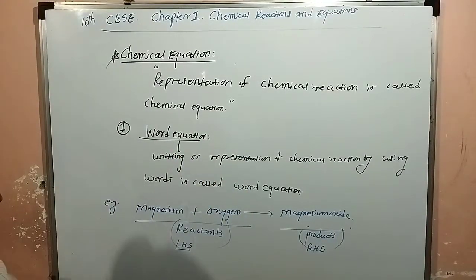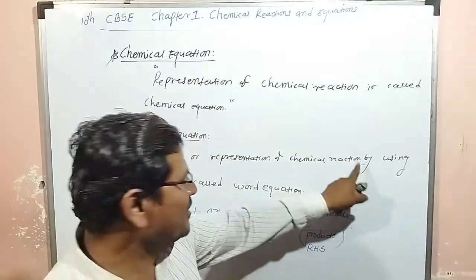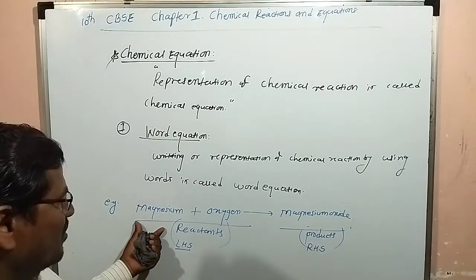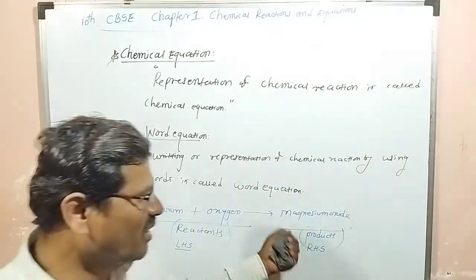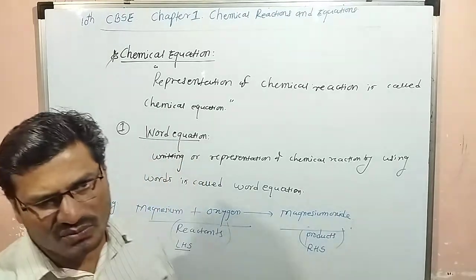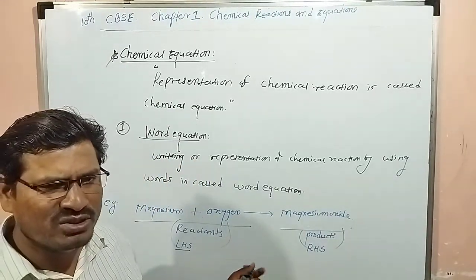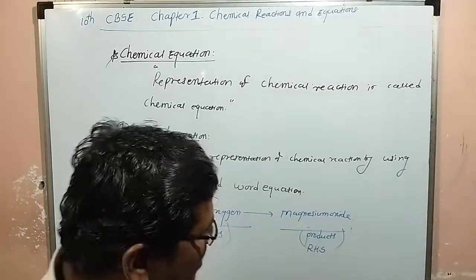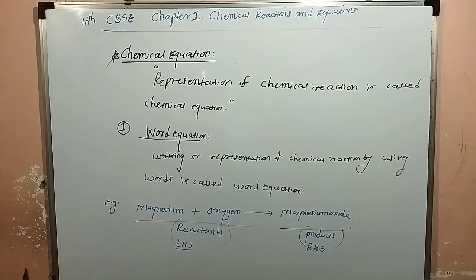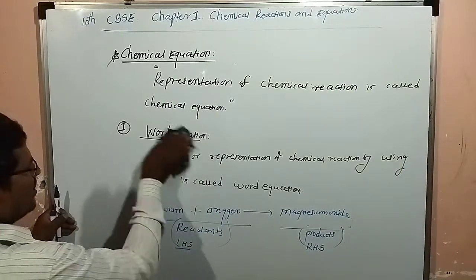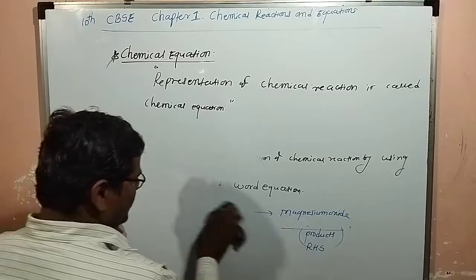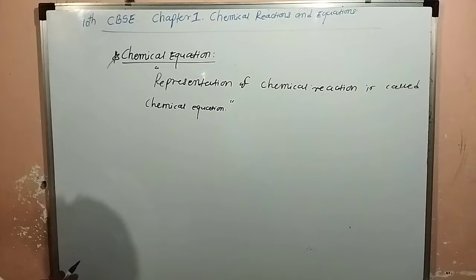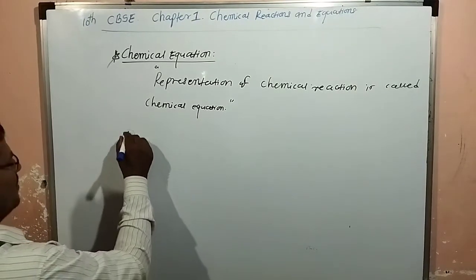So word equation, writing or representation of a chemical reaction by using words, is called a word equation. The example we have given is magnesium plus oxygen gives magnesium oxide. That reaction is written using the names of the reactants and the names of the product, so it is a word equation. Now the second form we are going to study. The first one is the word equation and the second one is the chemical equation.